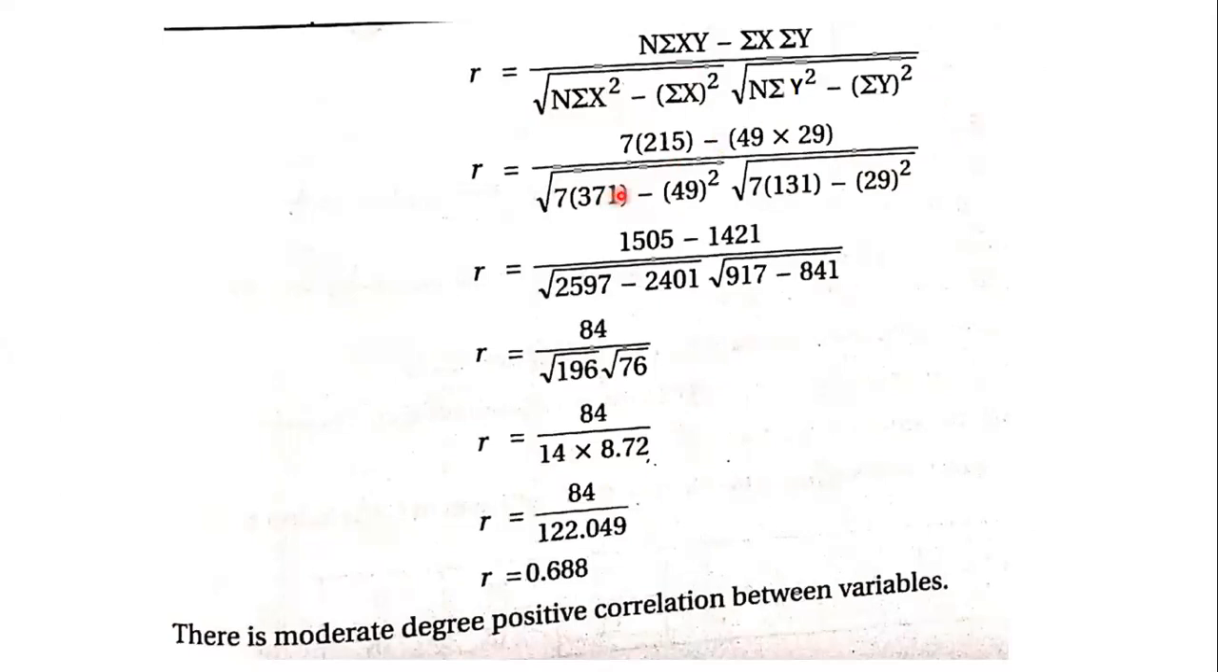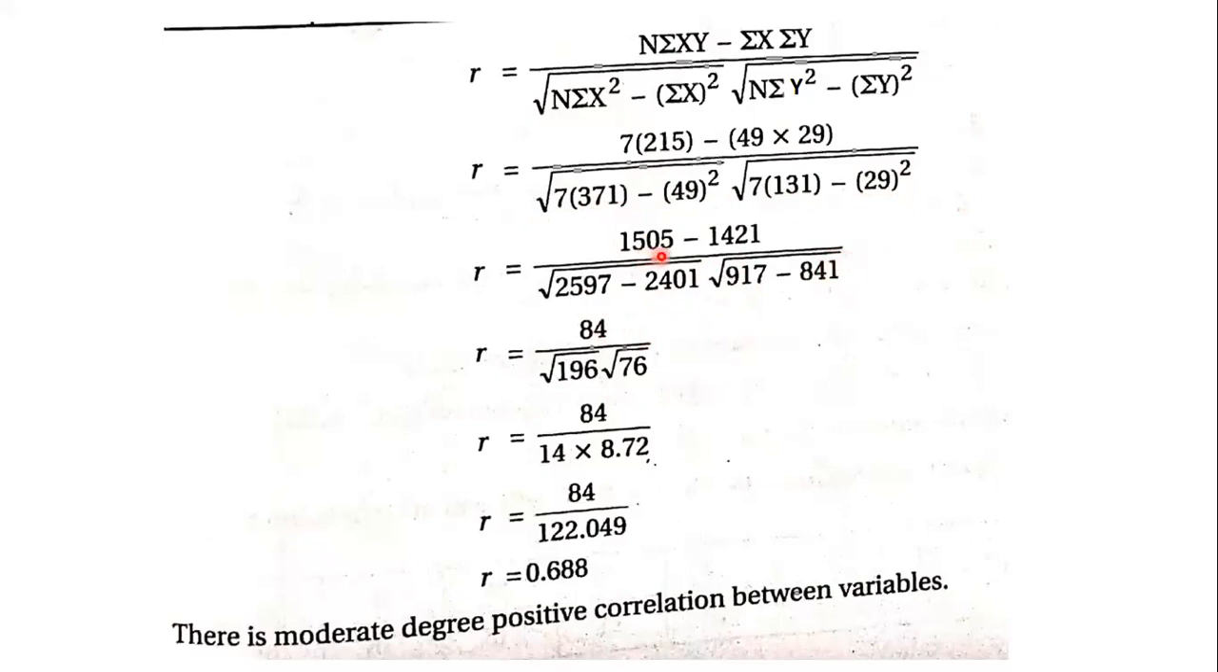Now, if you do the simplification, 7 into 215 is 1505 minus 49 into 29 is 1421, whole divided by square root of 2597 minus 2401. How am I getting all these values? If you see here, 7 into 371 is 2597 and then 49 square is 2401. This minus will remain as it is. Now moving further for the y values, 7 into 131 is 917, 29 square is 841.